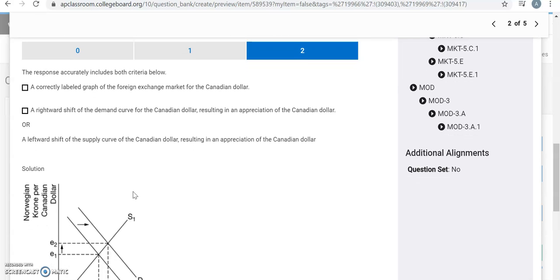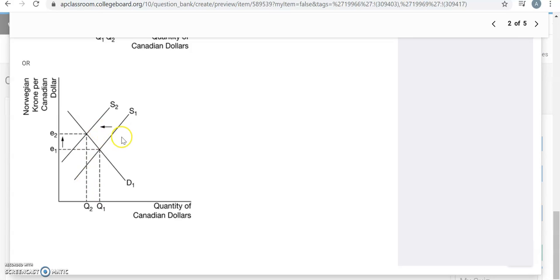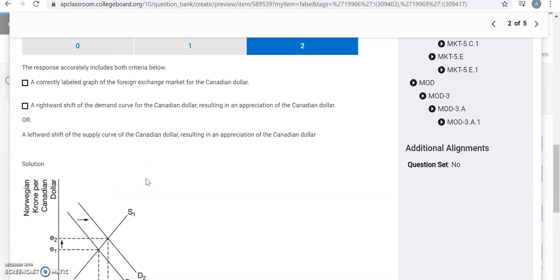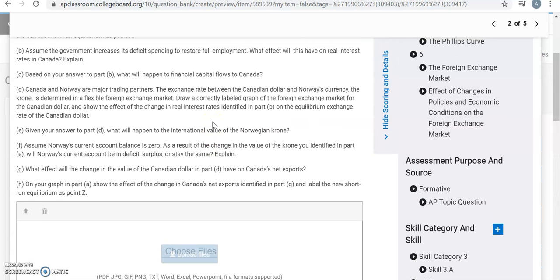Okay, so down here, it's going to be a leftward shift of the supply curve for the Canadian dollar. For the Canadian dollar, it's going to move to the left, but the Norwegian one is going to move to the right. So a leftward shift. So let's go back.